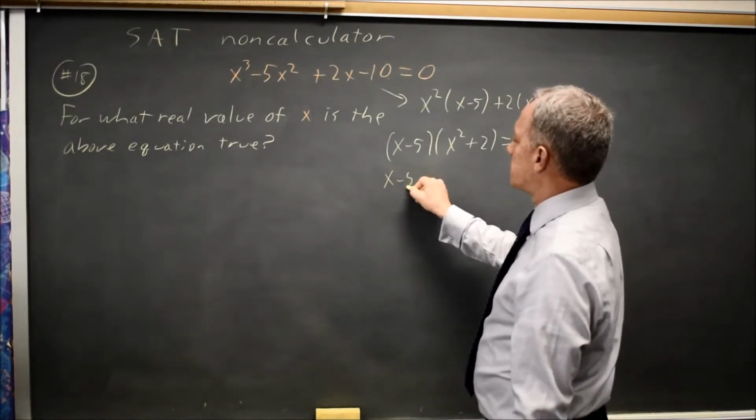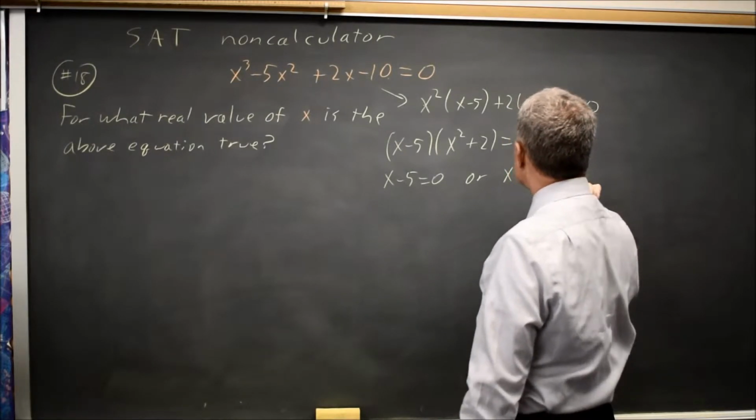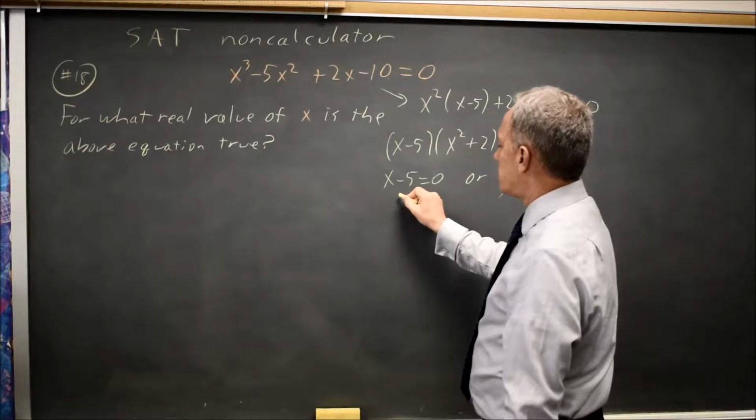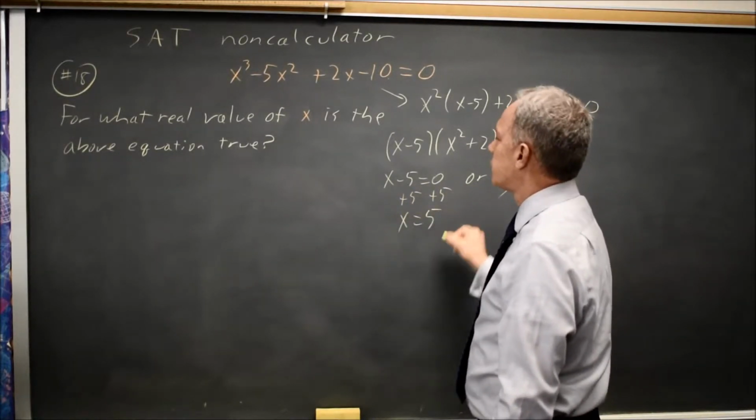So either x minus 5 equals 0, or x squared plus 2 equals 0. But x squared plus 2 is never 0. So x minus 5 equals 0, add 5 to both sides, x equals positive 5.